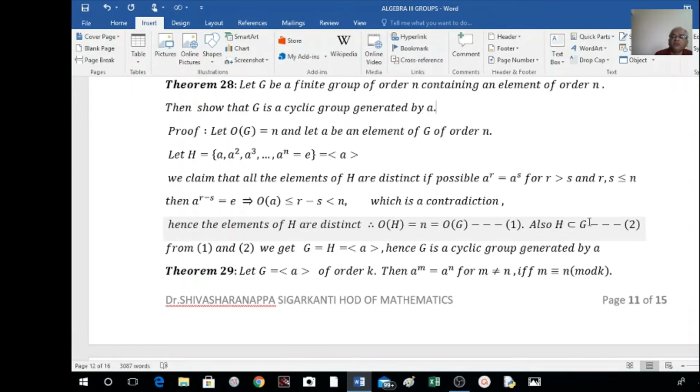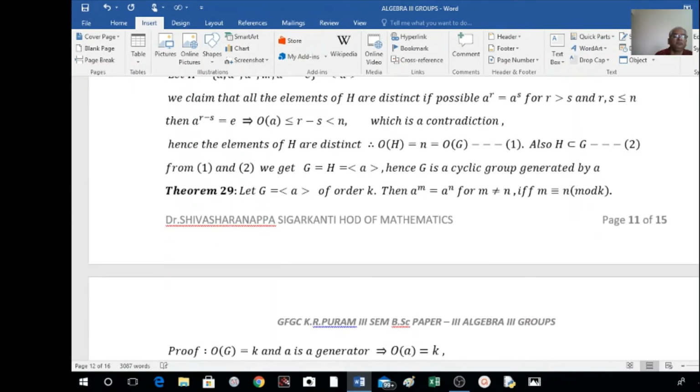So here we have this criterion. H is a subset of G and these two have the same number of elements, therefore we can write G equals H. But what is this H? H is the cyclic group generated by A. So that is, this is equal to the group generated by A. So that means finally we have proved that G is a cyclic group generated by A. So this theorem states that G is a group of order n, and if this G has an element of order n, then that element is the generator and G is cyclic. This is the theorem. Next, one more theorem.